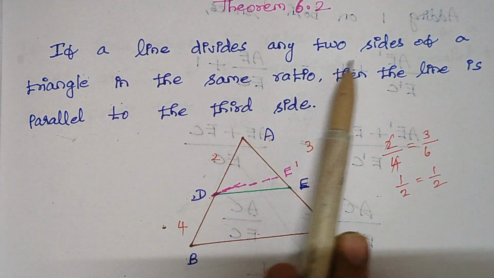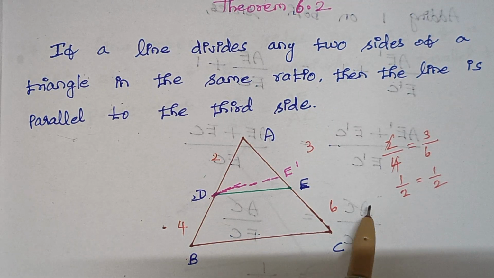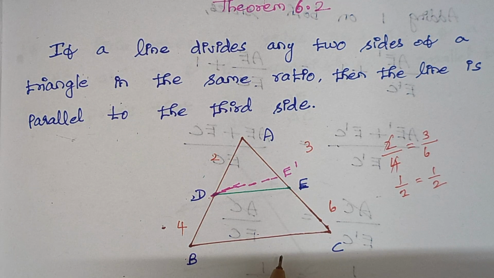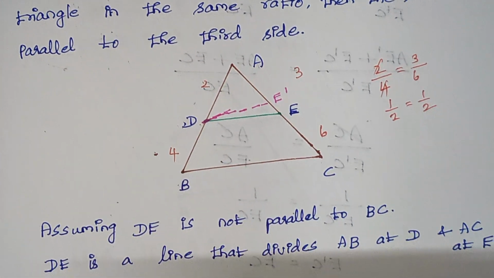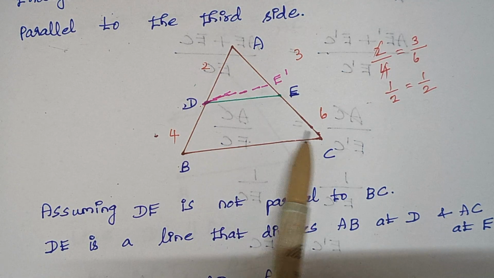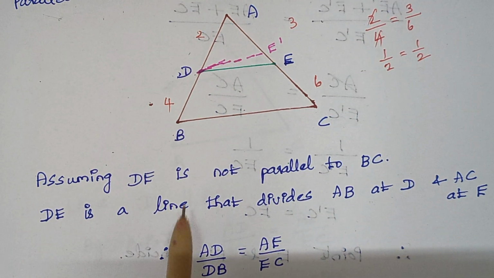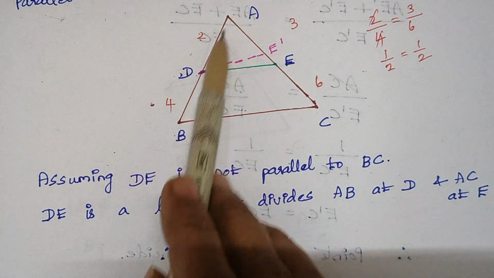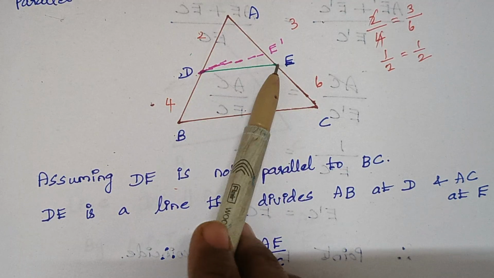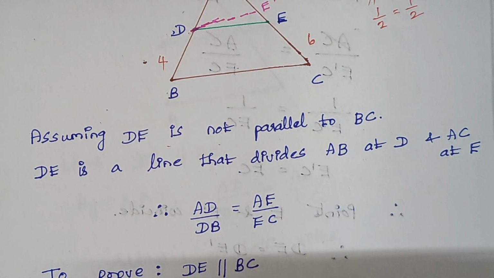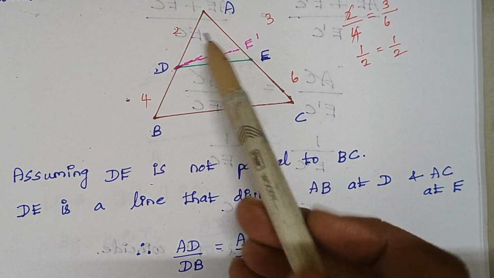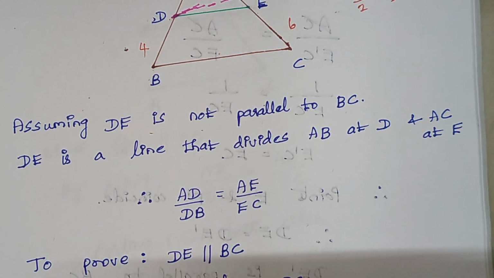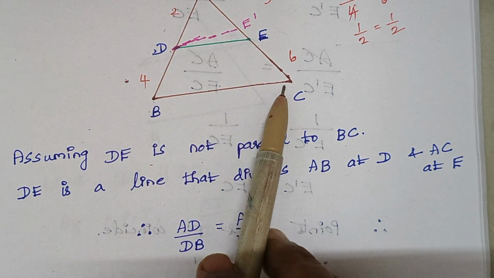Now, if a line divides any two sides of a triangle in the same ratio, then this line is parallel to the third side, right? Am I making the concept clear? So now, you see we have to prove that DE is parallel to BC. That is what the statement says. So now we are assuming that DE is not parallel to BC, right? Then DE is just a line that divides the side AB at D and this AC at E, right? So it divides in the same ratio. So when you take the ratio, again you see AD by DB is equal to AE by EC, right? So now we have to prove that DE is parallel to BC.